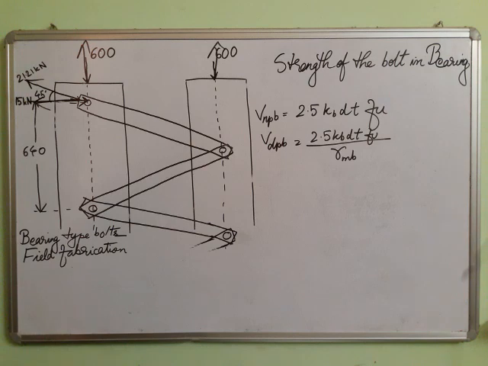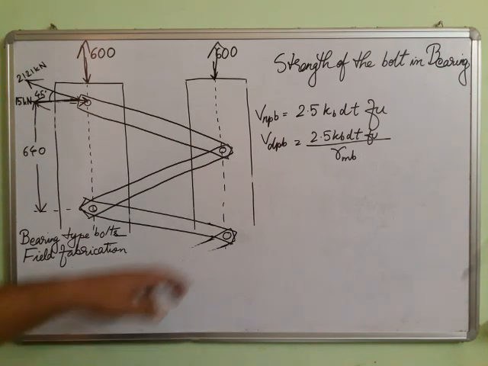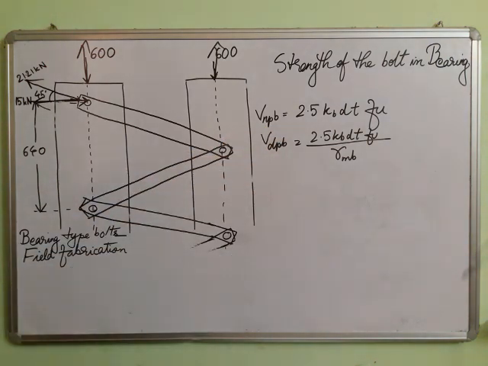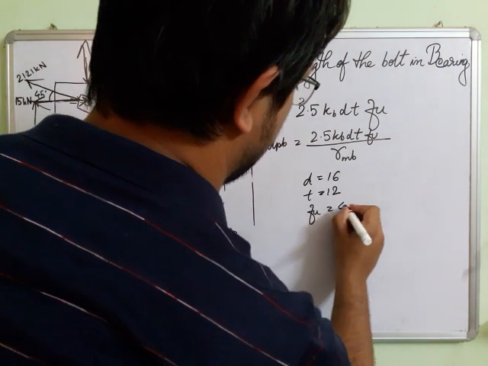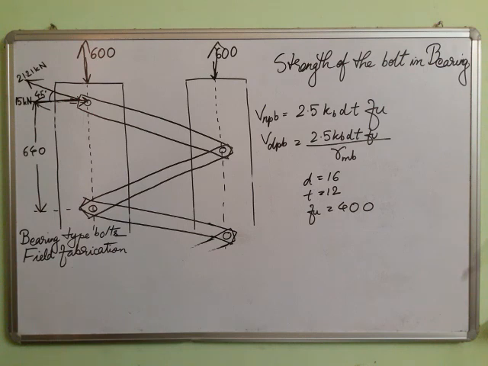So for the strength of the bolt in bearing, we'll be using this formula, okay. Now, see, D is what? D is the diameter of the bolt. So D, we know it is already 16, okay. Then we have T, which is the thickness of the plate, okay. So T will be how much? 12, okay. Fu, you take the minimum of the bolt and the plate, okay. So Fu will be 410. Okay, out of this you take 400. So now what is remaining? KB.